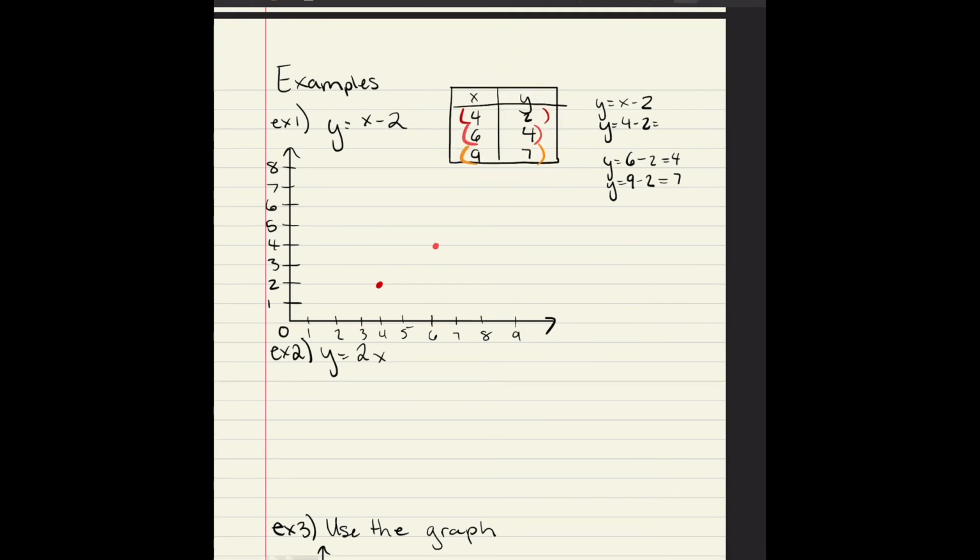So let's move this. So 9 and up to 7, which is here. Now I'm going to draw my line. That is my linear equation.